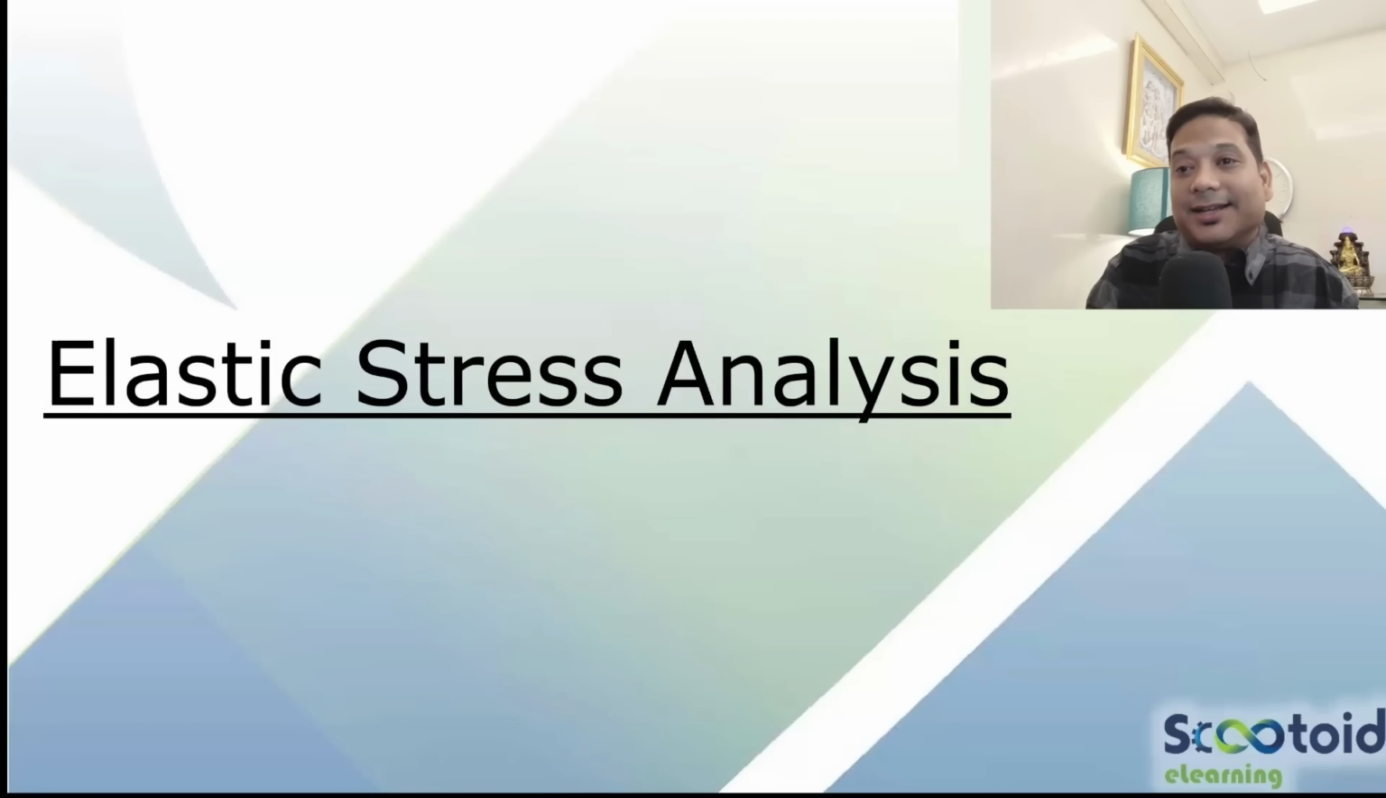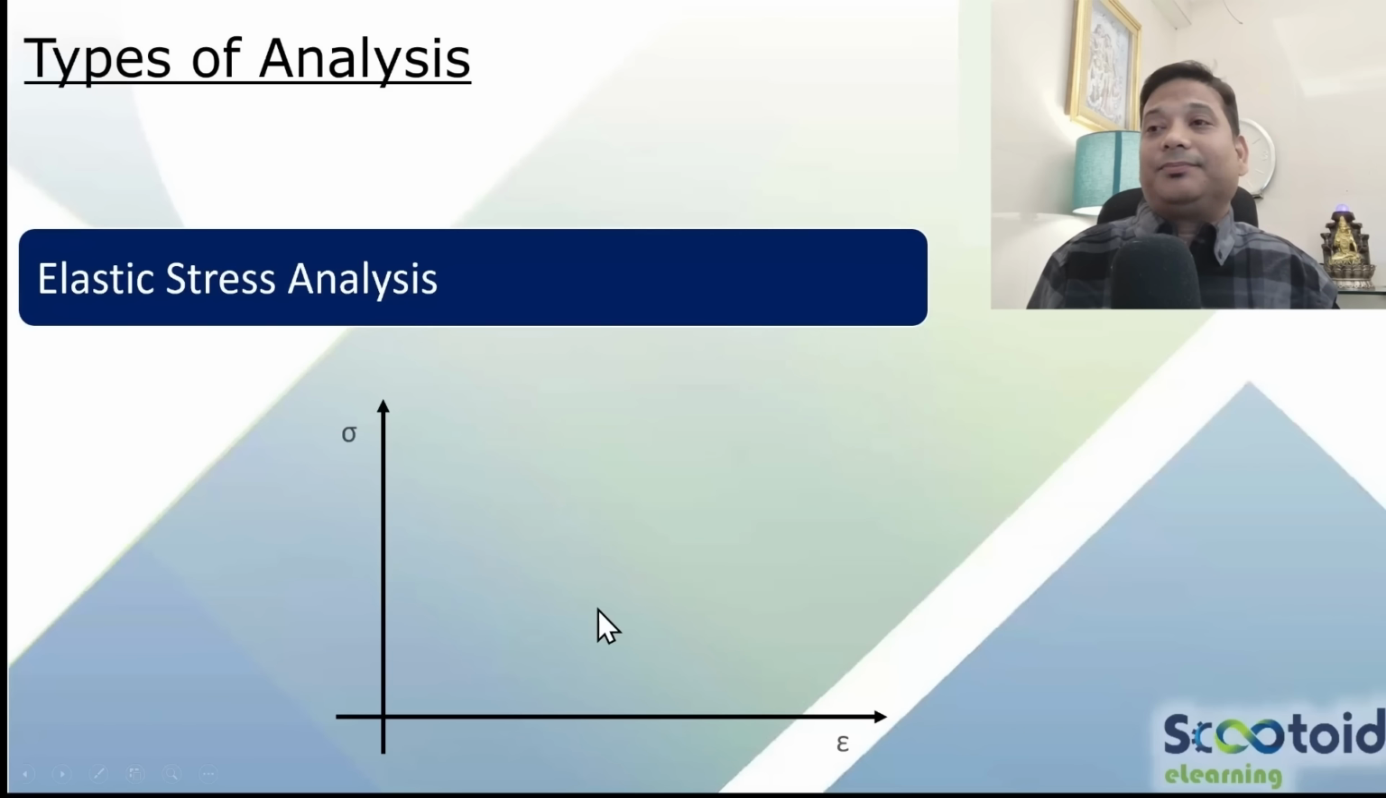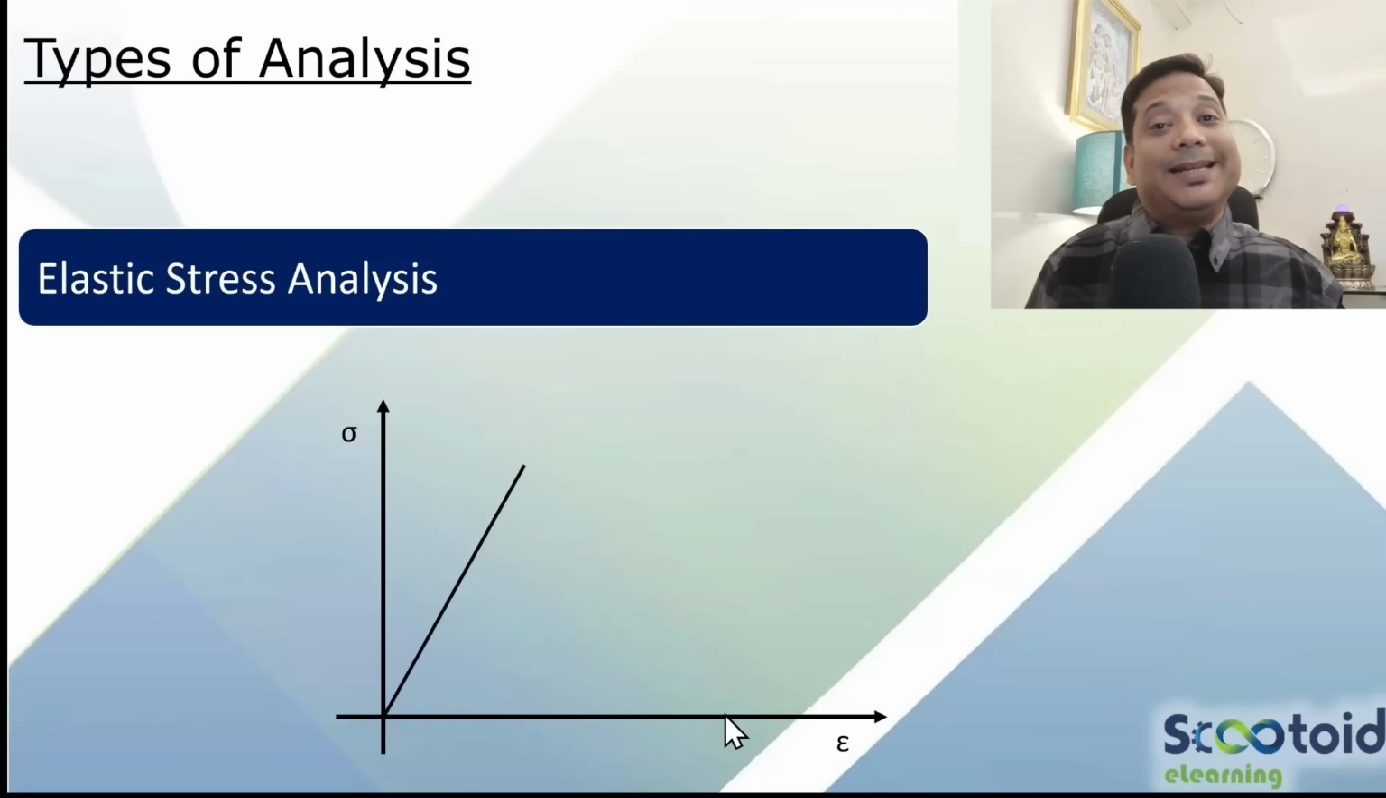Elastic stress analysis. We model our equipment based on the stress-strain diagram, Hooke's law. If I apply the loading, there will be stress and also strain depending upon the modulus of elasticity, which we have provided in the material as an input. There is a fixed modulus of elasticity value which has been given, and based on that, whatever loads we are giving, there will be stresses and strain related to that.